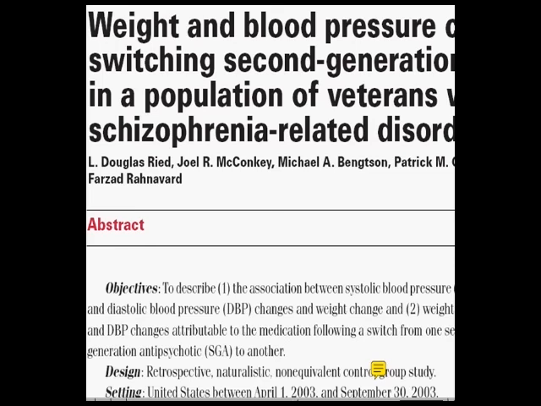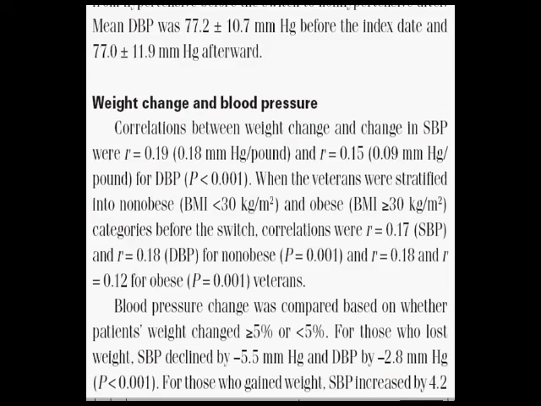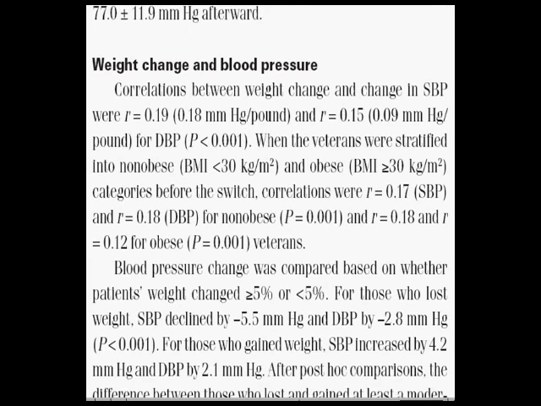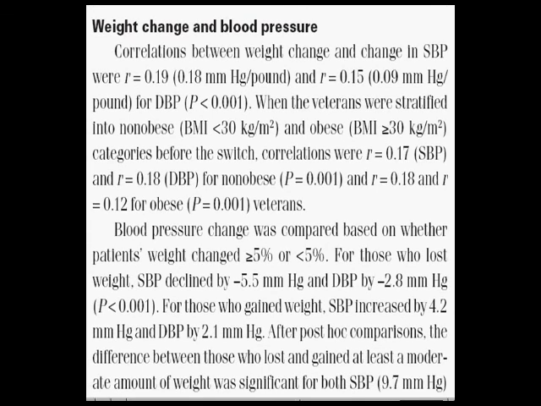Okay, now just a second, I'm going to move it around a little bit more. All right, well, let's take a careful look at this, and this is exactly the same question that we were talking about earlier: what is the association between weight change and blood pressure? Now, if you look at the correlations between weight change and change in systolic blood pressure, the correlation was approximately 0.19 or 0.18 millimeters of mercury per pound, and 0.15 for the diastolic blood pressure.